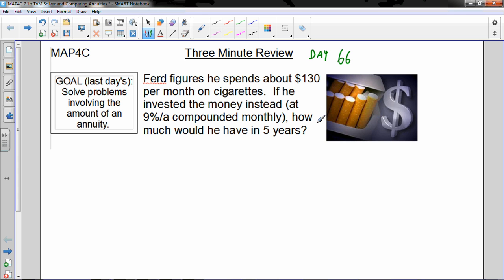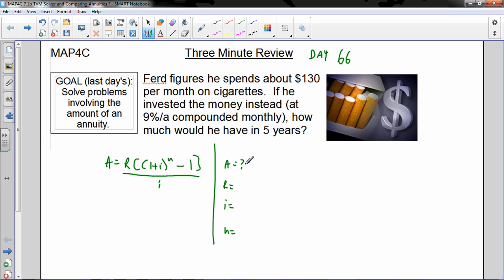We could do this on a table, but I'm going to use a formula. Why not? We sort of decided we like that way better anyway. What do we got? The amount at the end is what we want to find. The regular investment is 130 bucks a month, and interest is 9% compounded monthly.